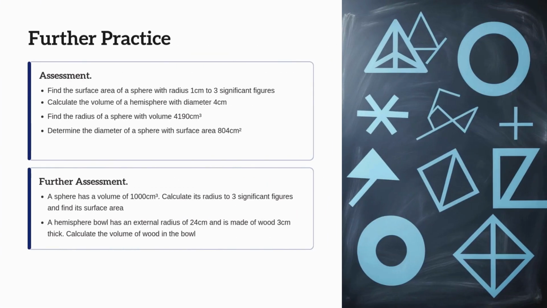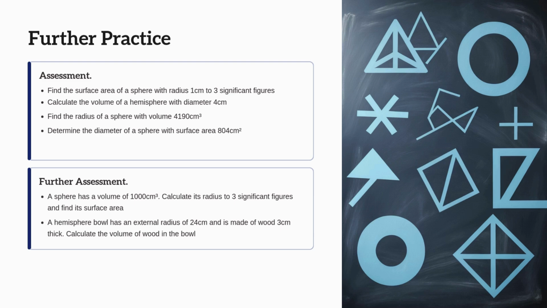Further practice. Assessment. 1. Find the surface area of a sphere with radius 1 cm to 3 significant figures. 2. Calculate the volume of a hemisphere with diameter 4 cm. 3. Find the radius of a sphere with volume 4,190 cubic centimeters. 4. Determine the diameter of a sphere with surface area 804 square centimeters.